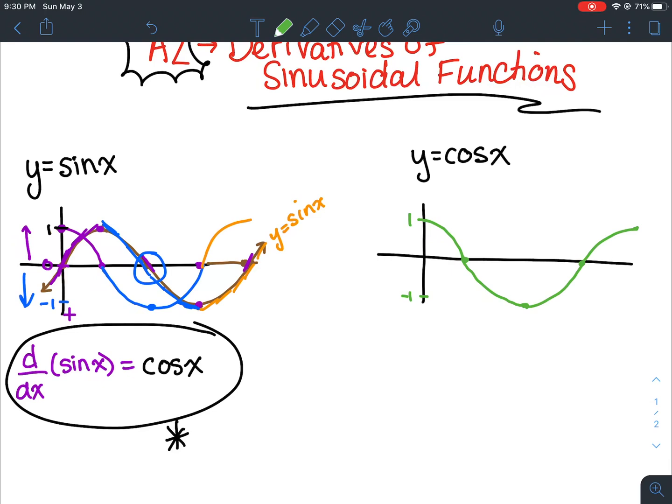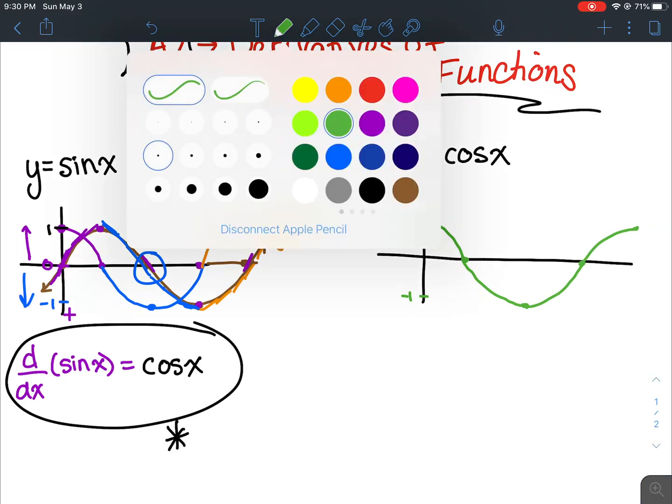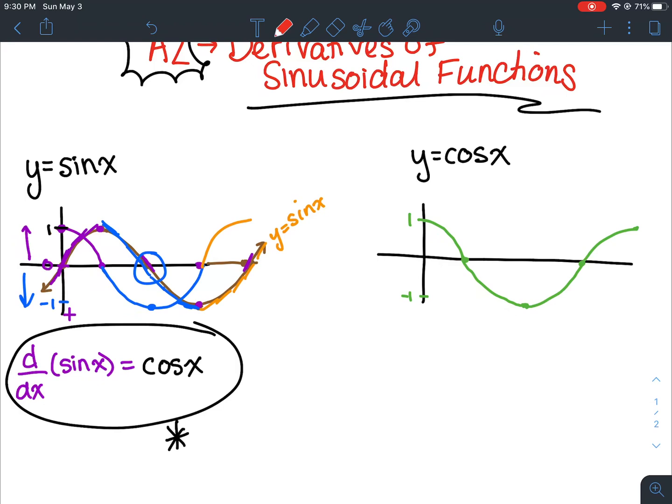So if we want to figure out what the graph of the derivative looks like, again, at all the maximum and minimum points, we know that those points have a slope of 0, so they're going to appear on the x-axis. Okay, so we got those figured out. Then if the slope is positive, it's going to be on the top part of the graph, and if the slope is negative, it's going to be down here.